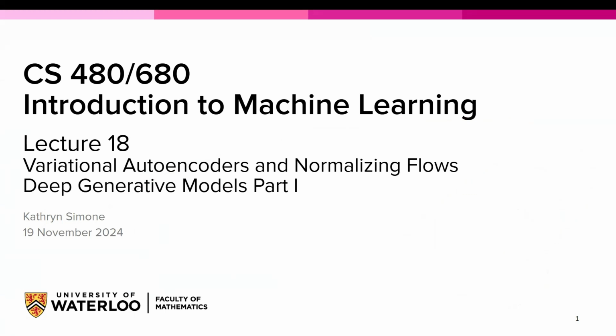Hello again. This is CS 480/680 Introduction to Machine Learning as taught at the University of Waterloo in fall 2024. This is lecture 18, and today we're going to be talking about variational autoencoders as well as normalizing flows.